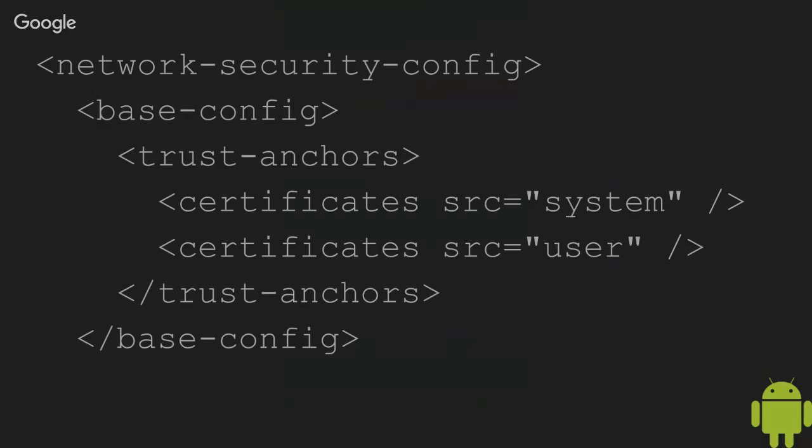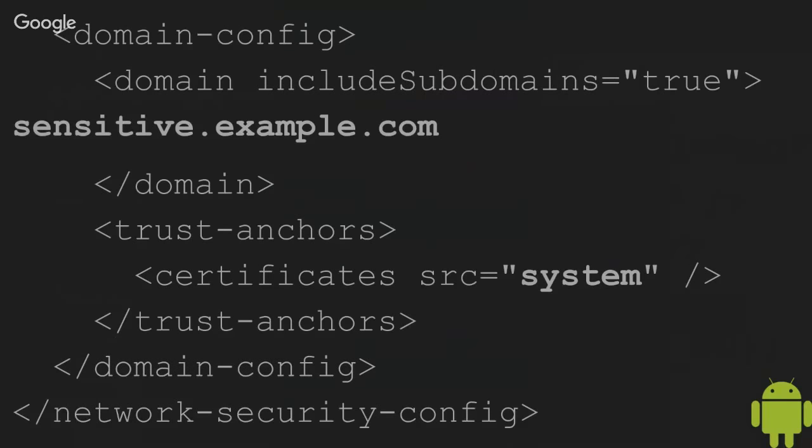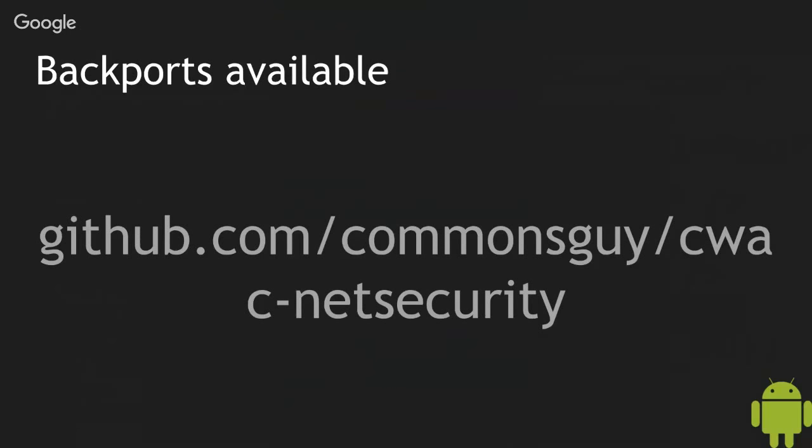In this example, we are saying that basically we are trusting the system certificates and the user's certificates. But for our sensitive domain, we are trusting only the system certificates. So we don't trust certificates that can be installed by the user, or the user can be tricked to install some root certificate on his device. But this works for Android N and above, but there are some backports.